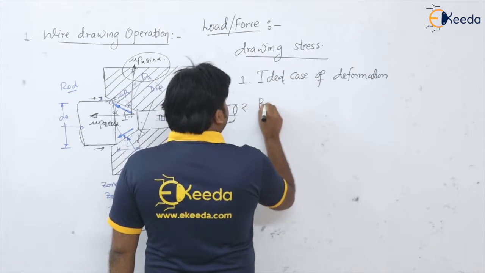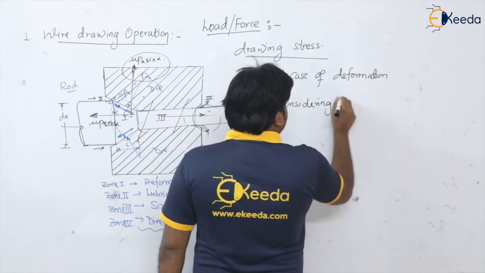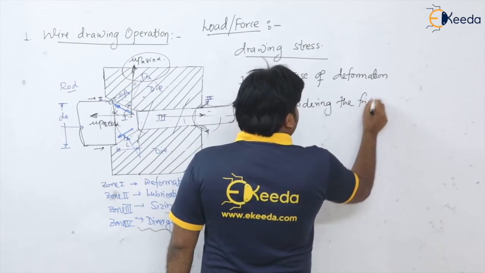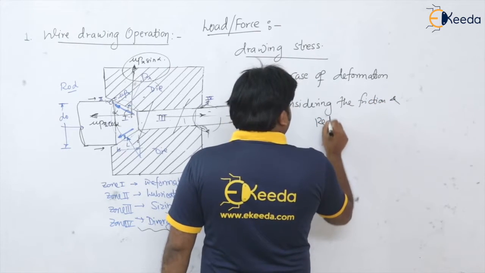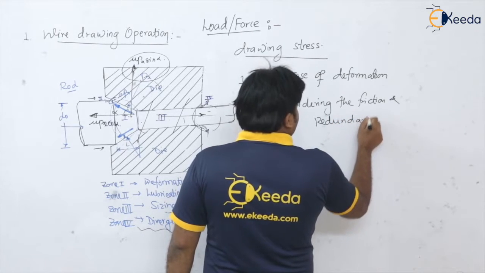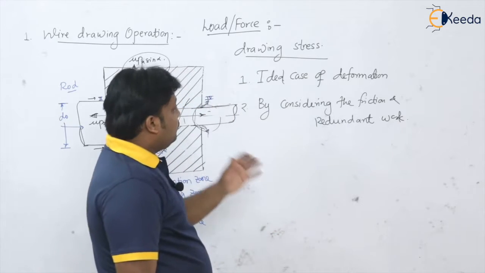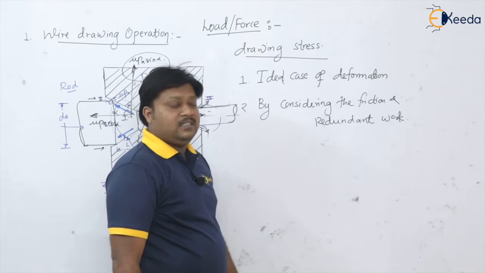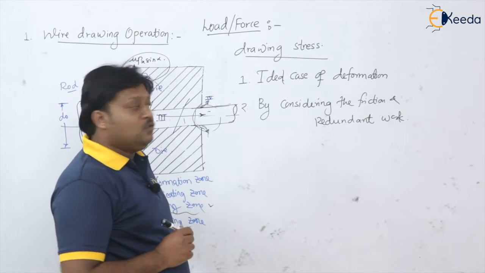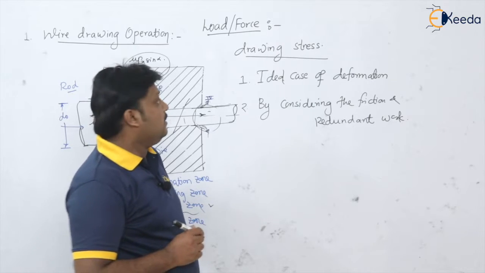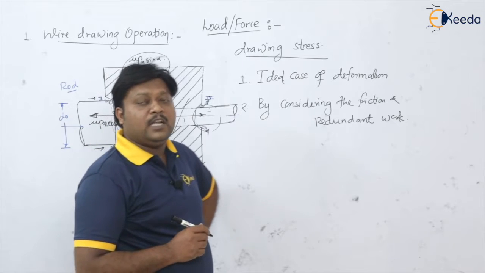By considering the friction and the redundant work in the process. That is the inhomogeneous deformation, or the work which is not utilized entirely into the deformation, that is the redundant work. Okay, so these two conditions we have to consider. From that we are getting the different formulas for the force calculation.